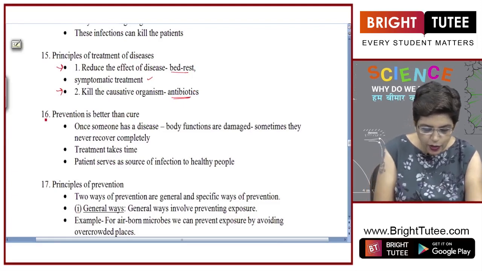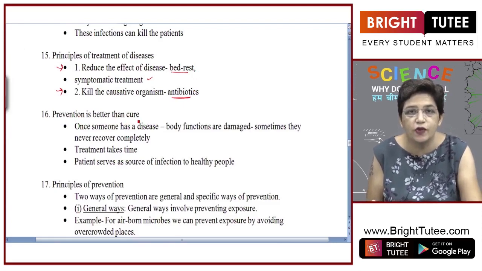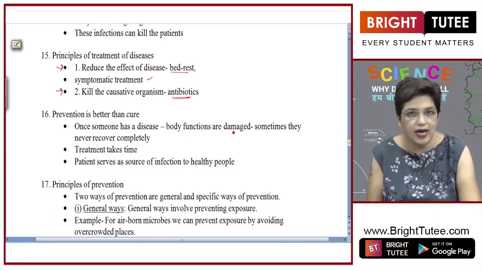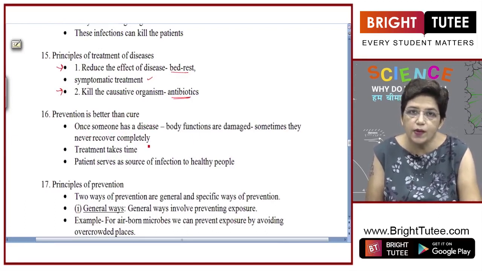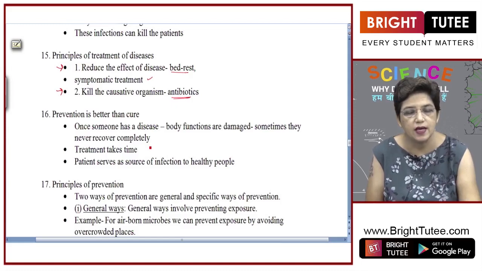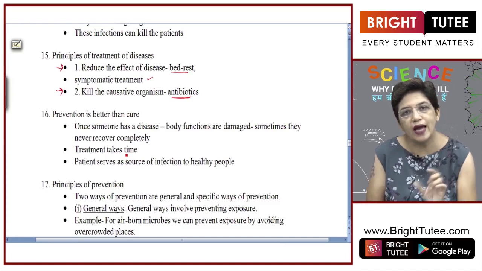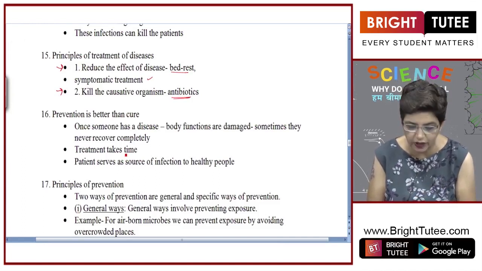Next, as you must have heard this saying, prevention is better than cure. Let's understand from the scientific point of view why it is important. Once someone has a disease, body functions are damaged and sometimes they never recover completely. So it is very important to prevent a disease, because once a disease occurs, sometimes it leads to chronic side effects for a very long duration of time. Secondly, treatment takes time. So for that duration of time, the patient is bedridden, he cannot perform his day-to-day activities.